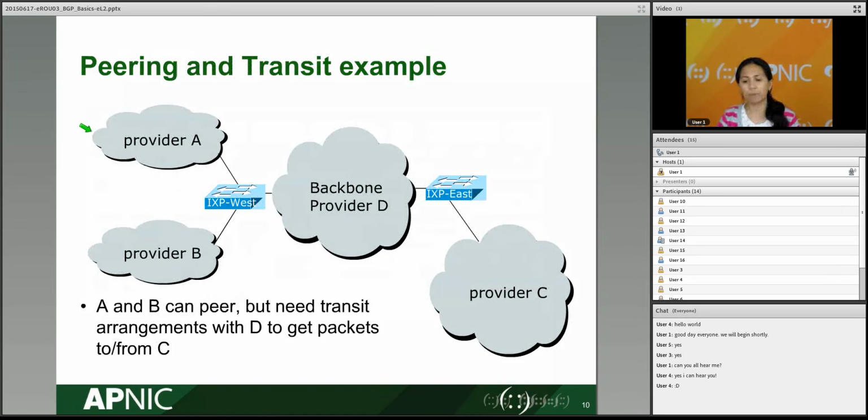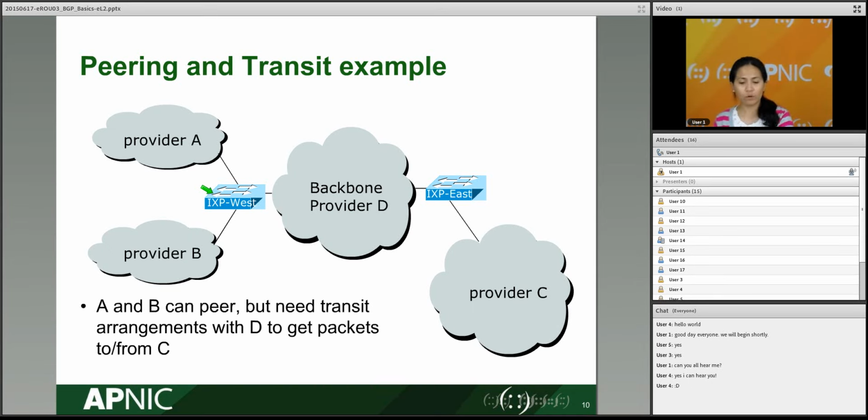Here I have an example of peering and transit. We've already defined peering and transit. We know that with transit, our traffic goes through another network and we pay them for it. So let's look at this one. When are you peering and when are you using transit? You have provider A, B, C, and D. Provider A and B are peering with each other because they are connected to an IXP, an Internet Exchange Point. Everyone that's connected to the IXP is peering with each other.